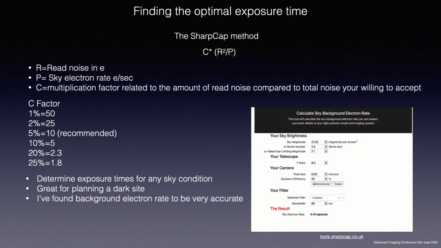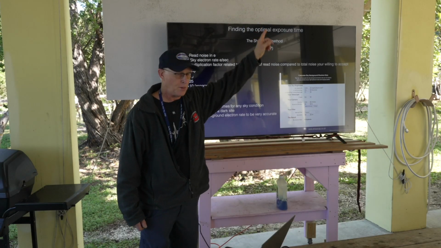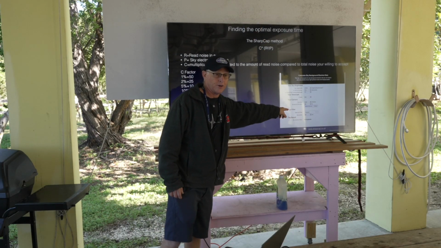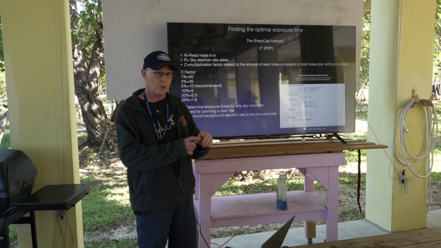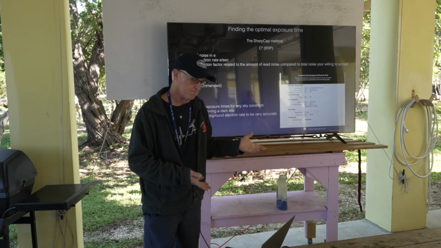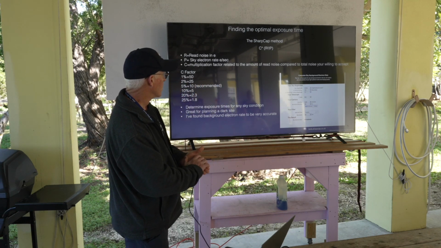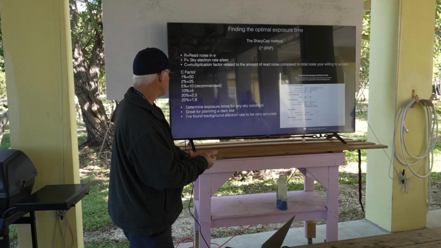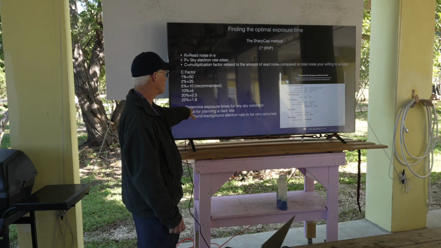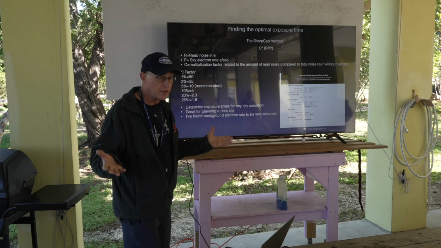R squared is what? That's just the read noise of your camera, read noise squared. And what's the P? How bright the sky is. And where do you get the P? From the online calculator, or you can take a test sub and compute it the other way. It's really that simple, and this allows you to determine the exposure times for any sky condition.